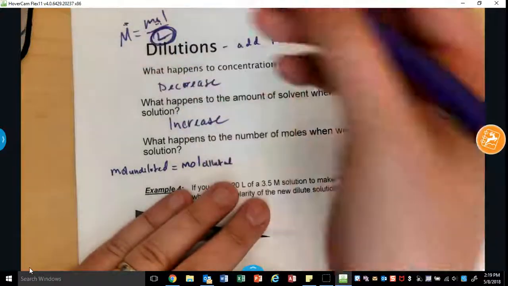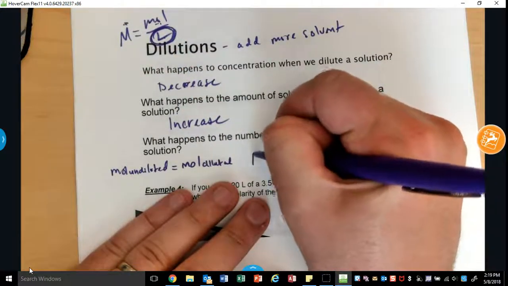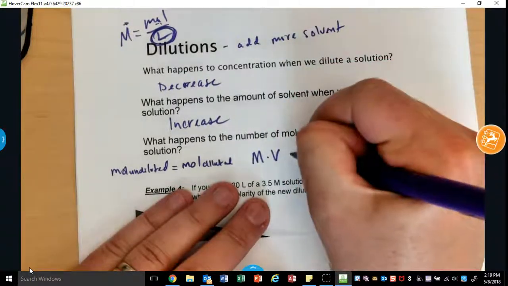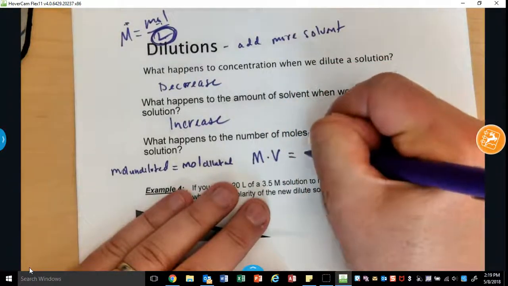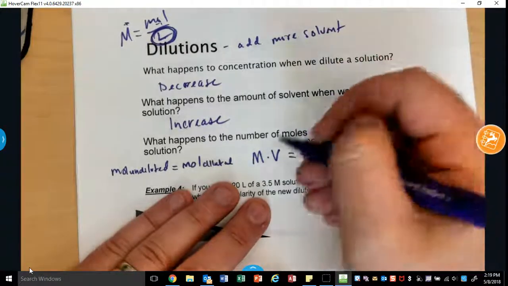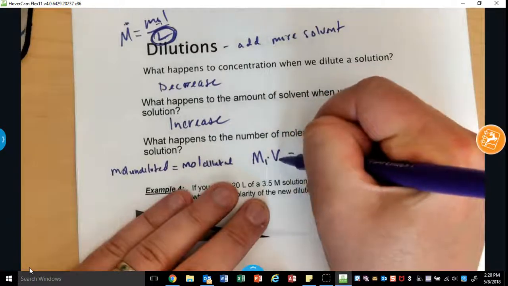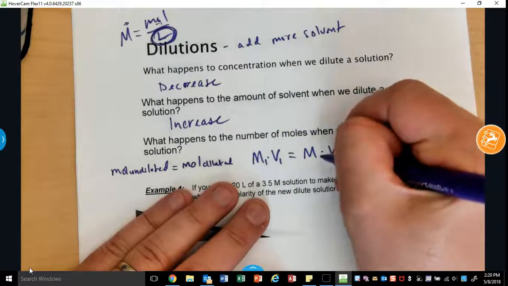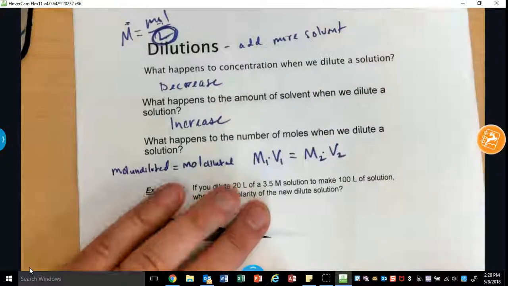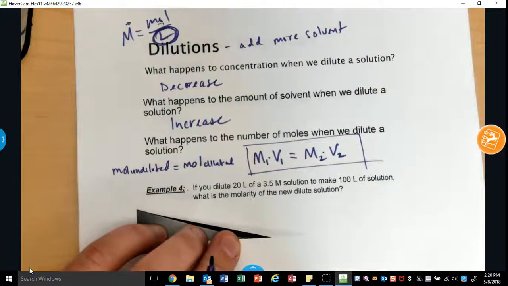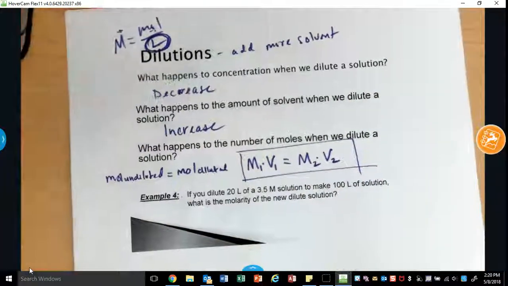So if you rearrange this equation to solve for moles, you see that molarity times volume is equal to moles. So if moles equals moles, we can say M times V equals M times V. Only we have our initial conditions before we dilute, so we'll call that M1 and V1, and our final conditions after we dilute, which we'll call M2 and V2. So this is our dilution formula. This is another formula you got to know.